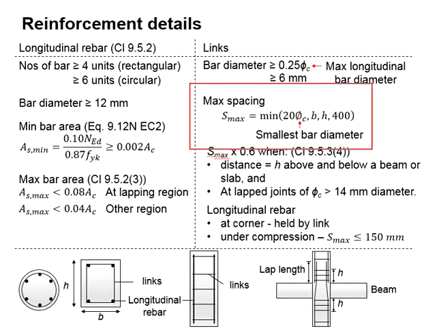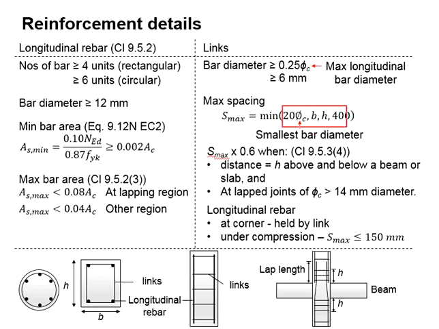Next, we determine the maximum spacing. 4 conditions govern it. First, 20 times the bar diameter provided. The longitudinal bar diameter is 12 mm. 20 times 12, you get 240. Second requirement is due to the dimensions of the column. The bar spacing should not exceed the B and the H of the column. The B is 150, H is 300. And then the maximum bar spacing shall not exceed 400.